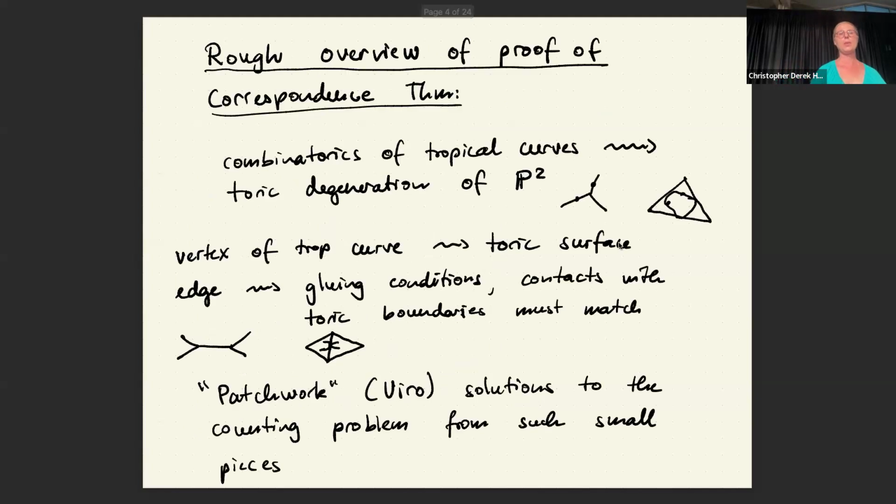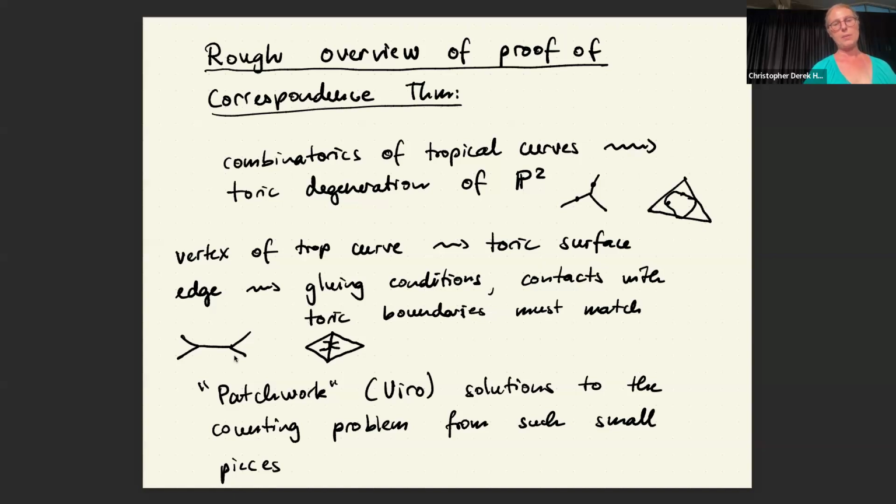Okay, now I would like to give you a very rough overview of the proof of correspondence theorems. And what I'd like to do is to sort of point you to the challenge that had to be solved in each of the cases. So the combinatorics of the tropical curves gives me a toric degeneration of the plane. And every vertex of the tropical curve, there's just a local picture, just one vertex, corresponds to a little toric surface in this degeneration. And then I sort of have smaller counting problems to solve. I solve small counting problems in these toric surfaces.